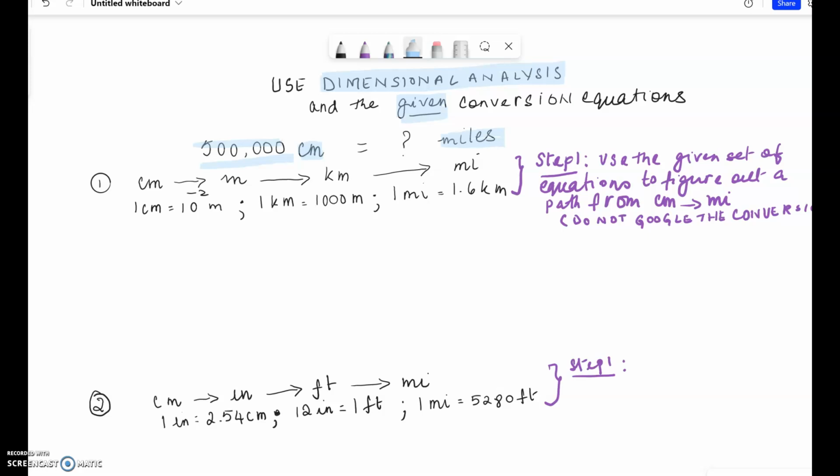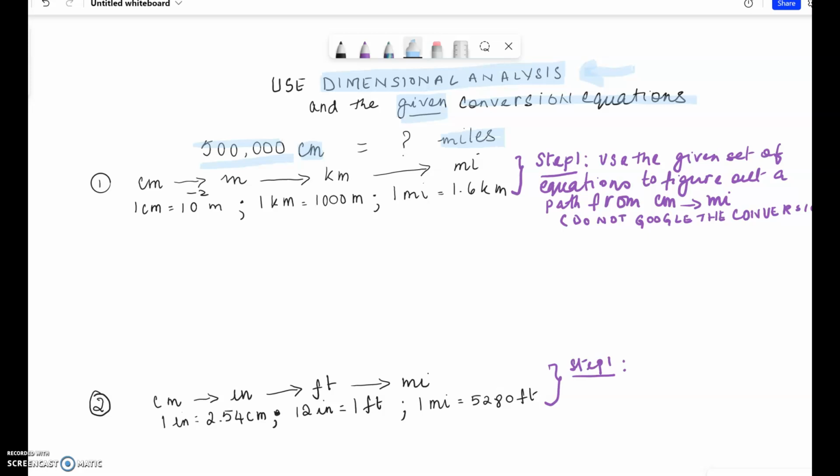Here the rule is that you need to use dimensional analysis. Moreover, you can only use the conversion equations given in the class handout. Okay, so that's when we actually use dimensional analysis. If you Google the equation, you get one equation that'll convert centimeters to miles, right? That's not what we want to do. We want to learn dimensional analysis. So use only the equations given in the conversion handout.